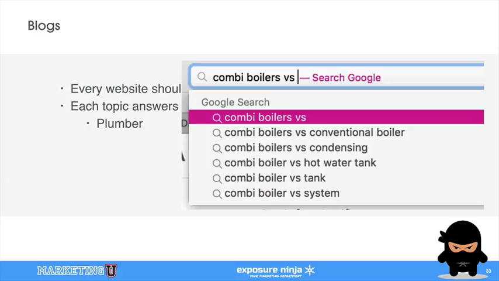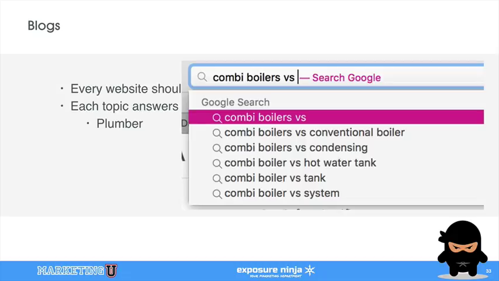Right, so what we're going to do here, we're just going to write a really complete answer to that question. Talking about the differences in installations, which houses and properties are most suitable for each, how much they cost to maintain, what sort of combi boilers and conventional boilers are available on the market, benefits for hot water and how quick. There's so much you could talk about, and that's just one area of plumbing, one particular thing, combi boilers.